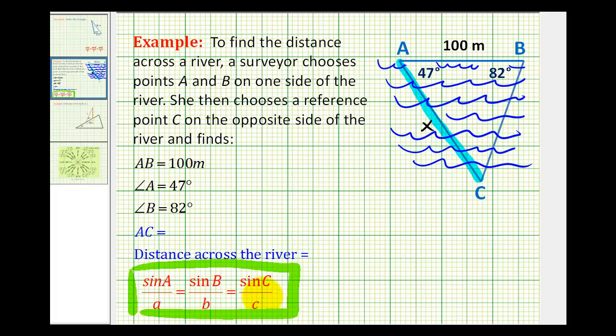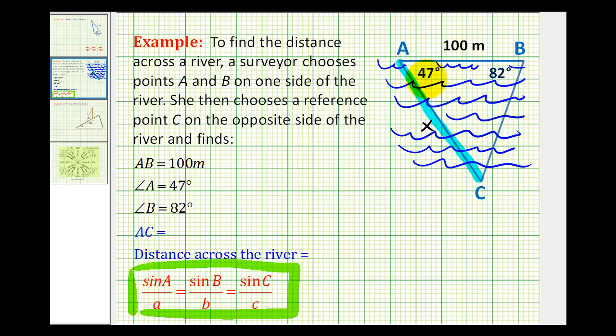But to do this, we do have to have the measure of one of the angles and the length of the opposite side. So looking at our triangle here, we know we have to include the sine of 82 degrees divided by the length of side x. But notice how we know the measure of angle A, but not the length of the opposite side. And we don't know the measure of angle C, but we do know the length of the opposite side. So we either have to determine the length of this side here or the measure of this angle here.